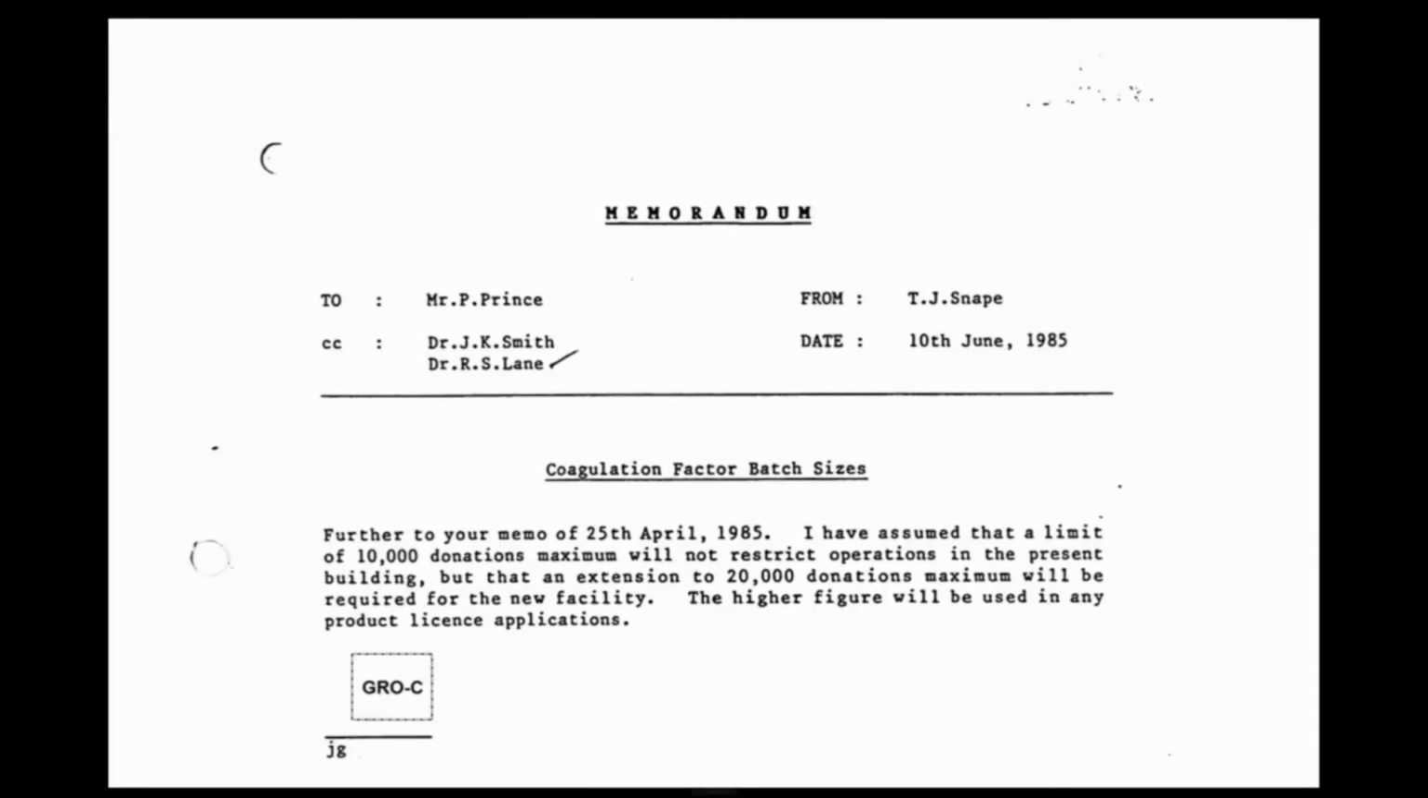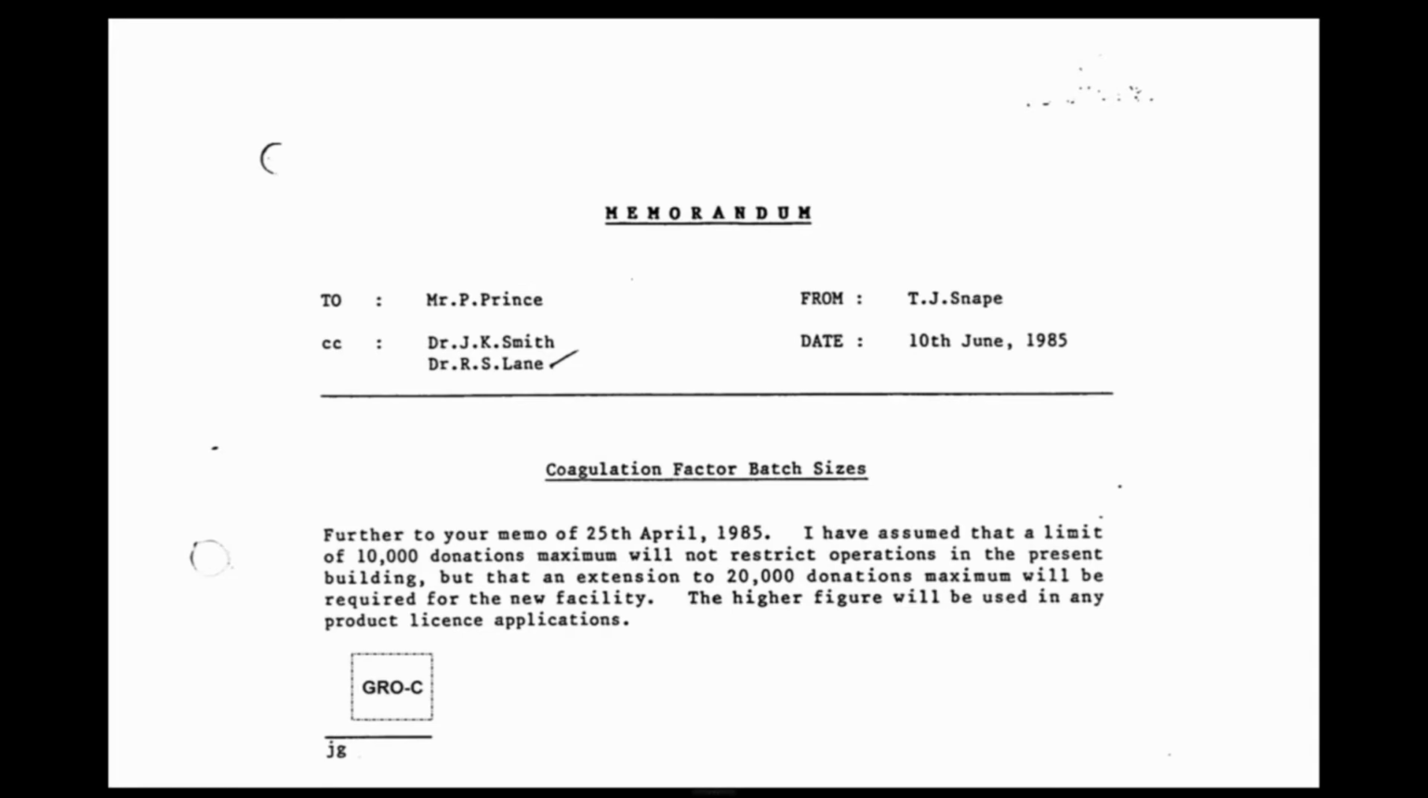And then three documents to finish with that we may come back to with Dr. Snape. The first is Cbla 302190. This is a memo from Dr. Snape to Mr. Prince, copying Dr. Smith and Dr. Lane, dated the 10th of June 1985.